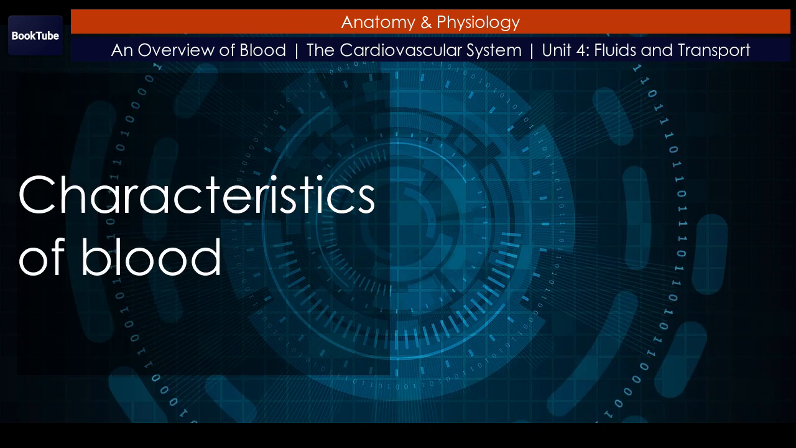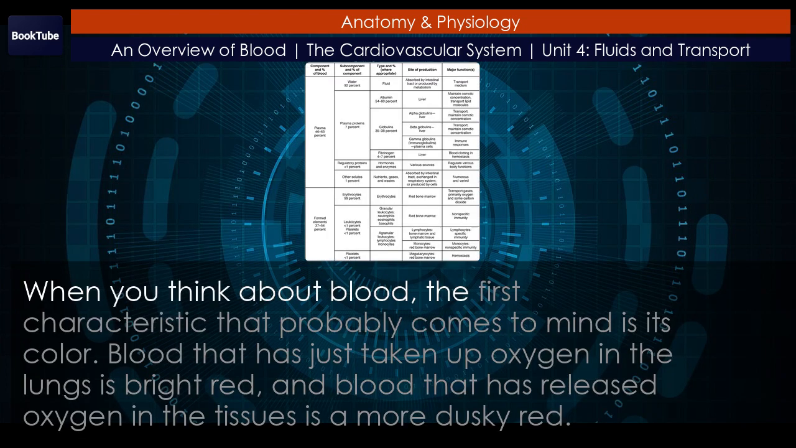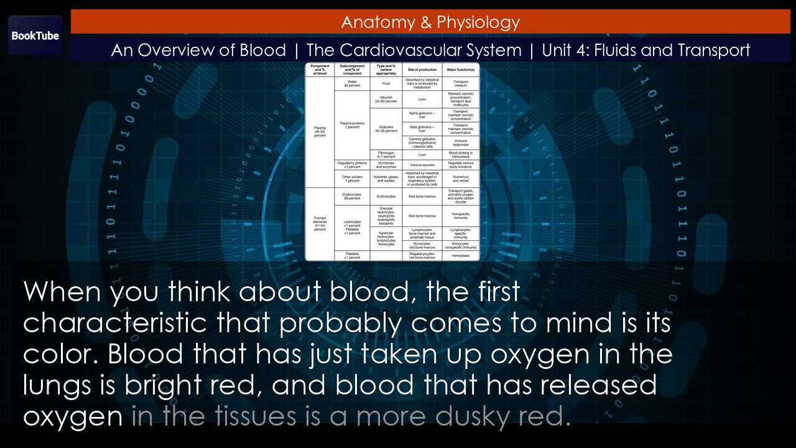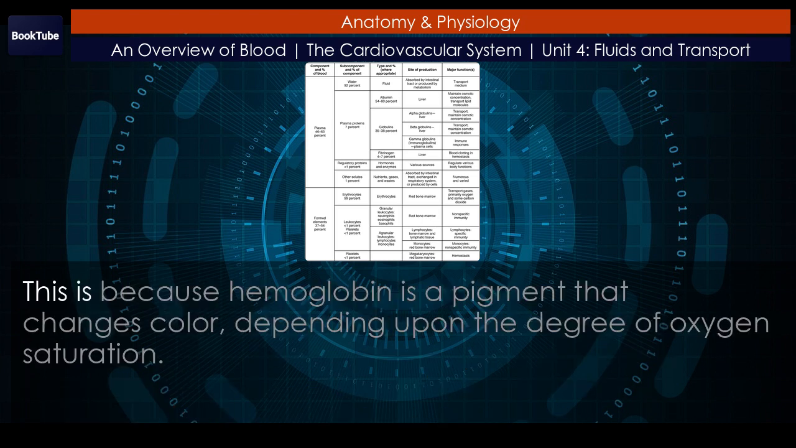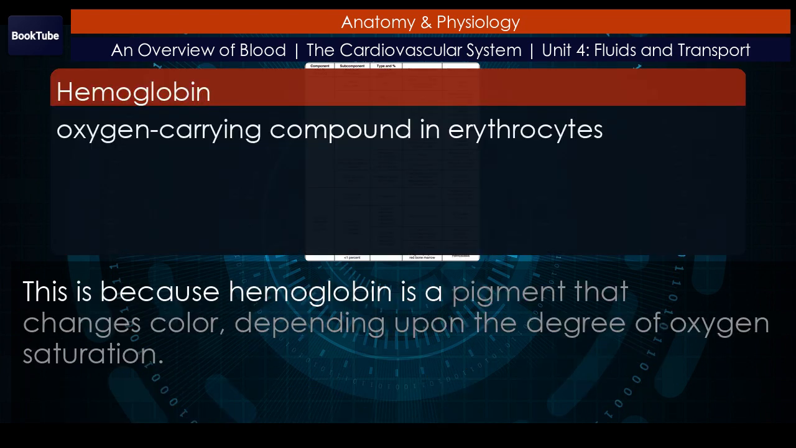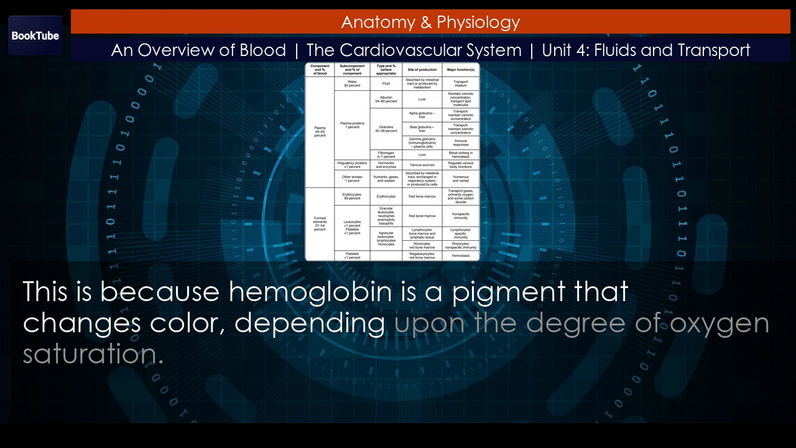Characteristics of blood. When you think about blood, the first characteristic that probably comes to mind is its color. Blood that has just taken up oxygen in the lungs is bright red, and blood that has released oxygen in the tissues is a more dusky red. This is because hemoglobin is a pigment that changes color depending upon the degree of oxygen saturation.